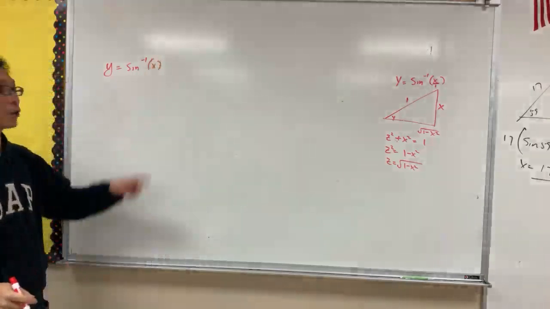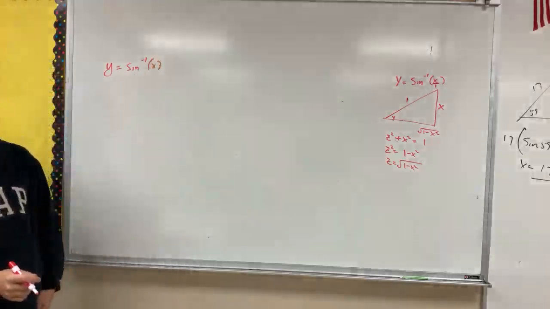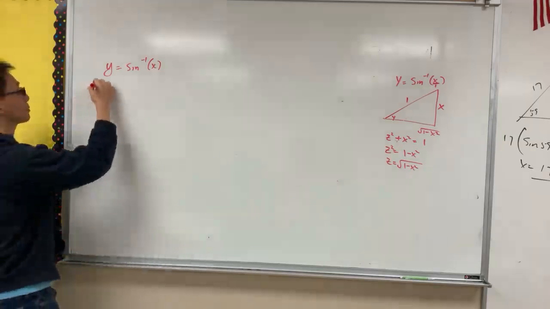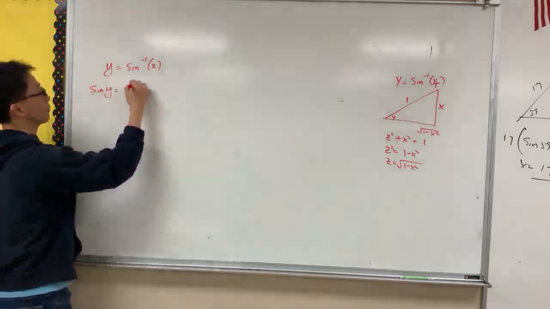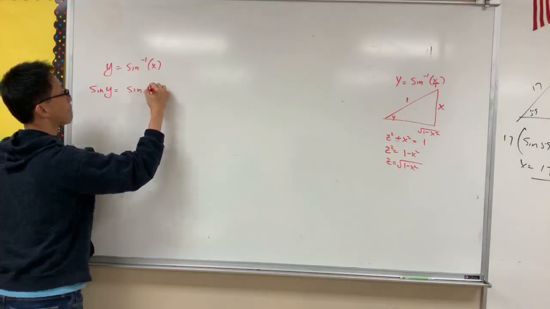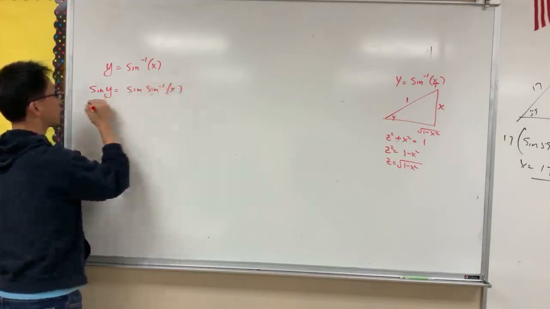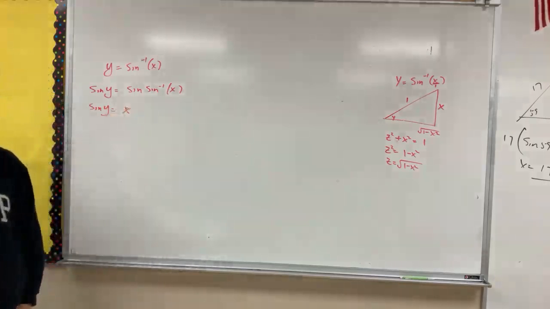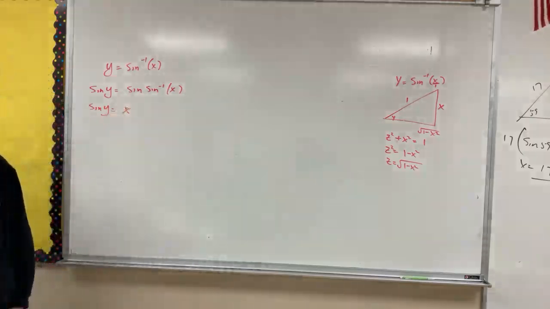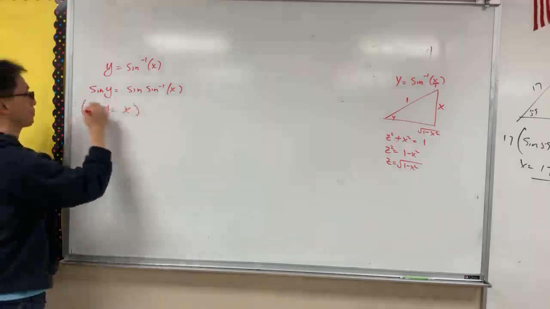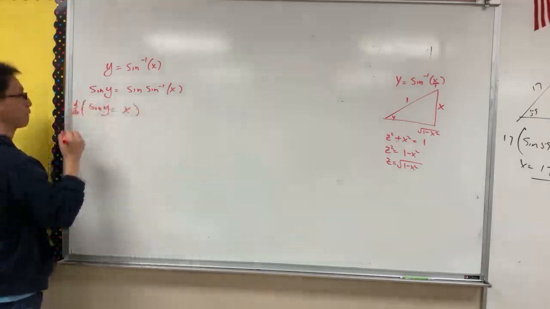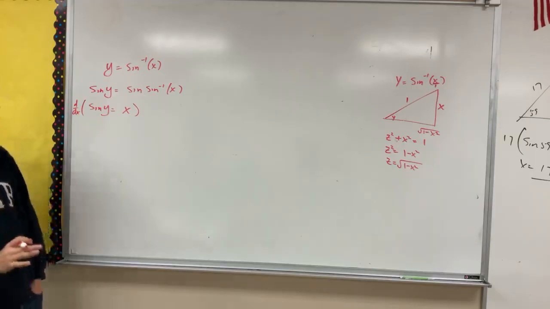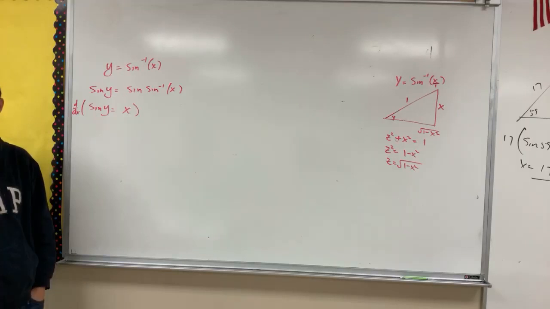And how do I get rid of sine inverse? Sine both sides, right? So that's going to give you sine y is equal to x. Would you agree? Now, can I take a derivative with respect to x? Yep, you can. If I take a derivative with respect to x, what am I going to get? What's the derivative of sine y with respect to x, though?